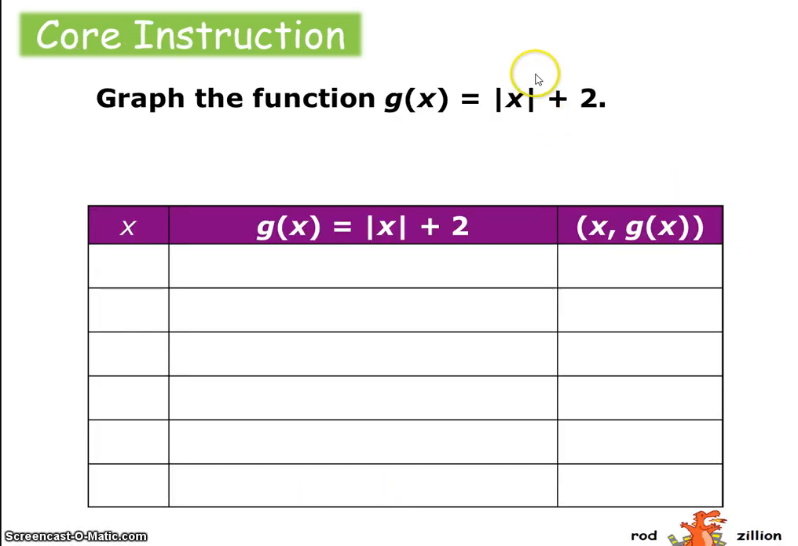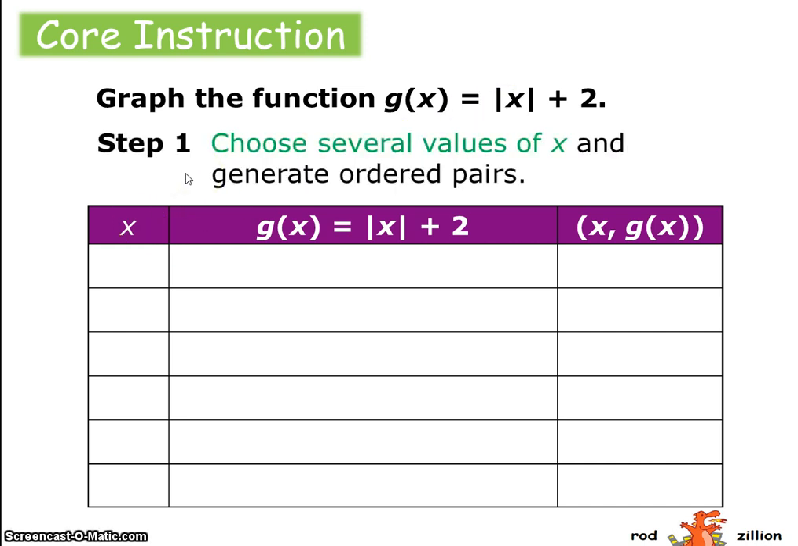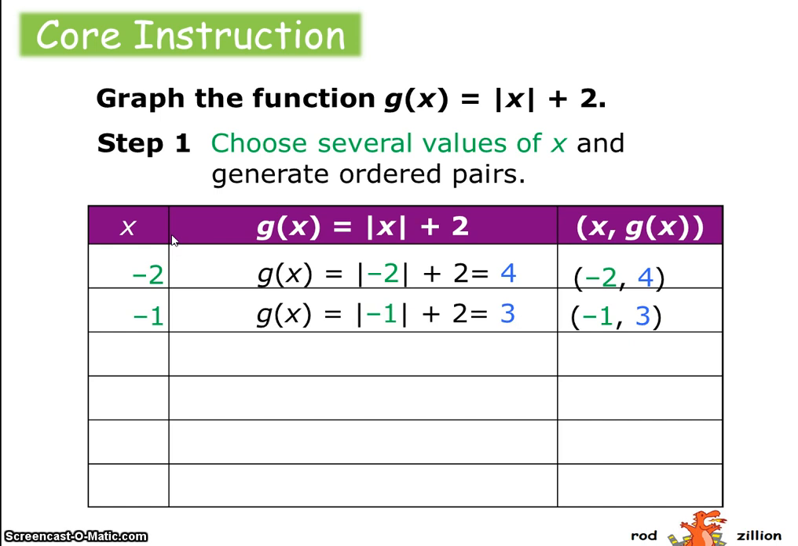So let's look at another function with those absolute value symbols. Remember, absolute value means distance from 0. So I'm going to plug in some numbers for x here. Just another possible function you might see. Remember the absolute value of -2. How far is 2 from 0? It's 2 units. 2 plus 2 is 4. The absolute value of -1 is 1. 1 plus 2 is 3.